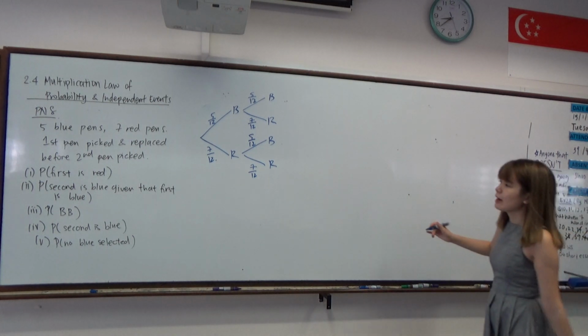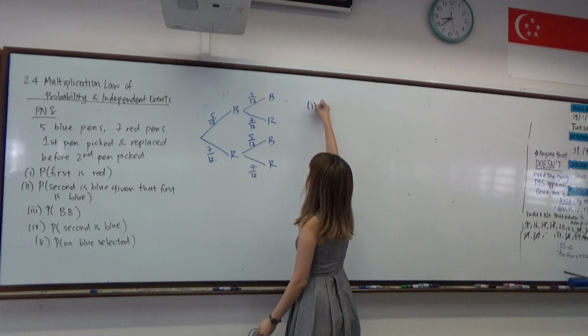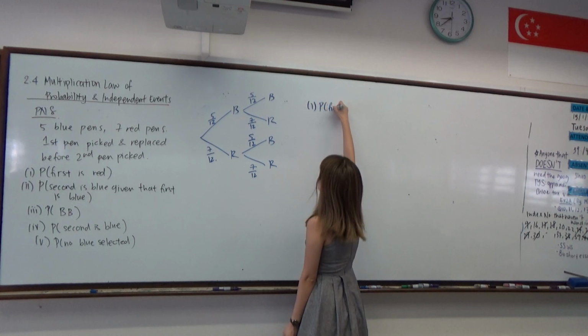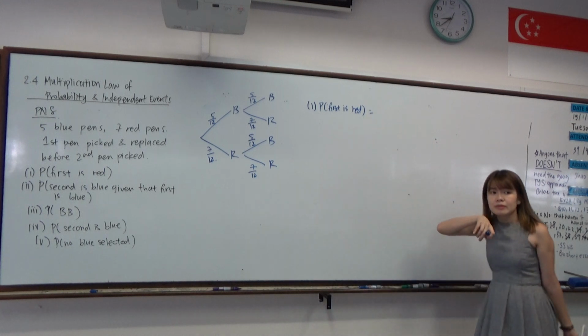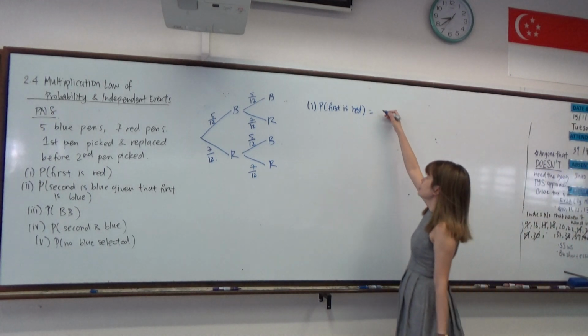Right, so in part 1, the probability that the first pen is red, what would that be? 7/12, right? Okay.